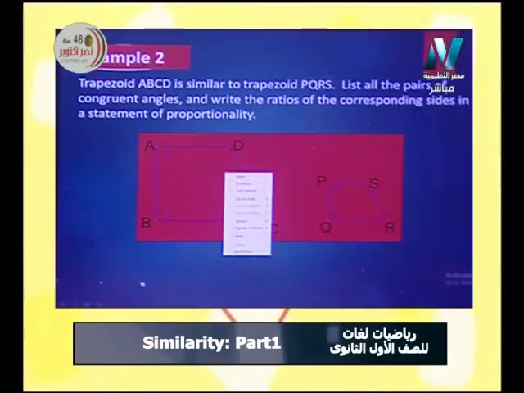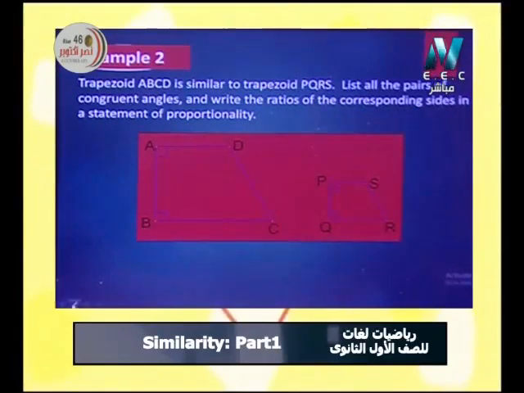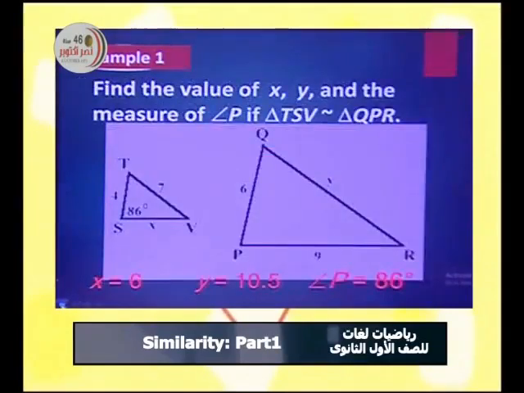Okay, back again. Yes, we will find x equals 6, y equals 10.5, and the angle P equals 86. It's no problem about this angle. Measure angle P here. Look at this. We have P in the middle. Measure angle P in the middle here equals measure angle S in the middle here. So measure angle S equals measure angle P equals 86.